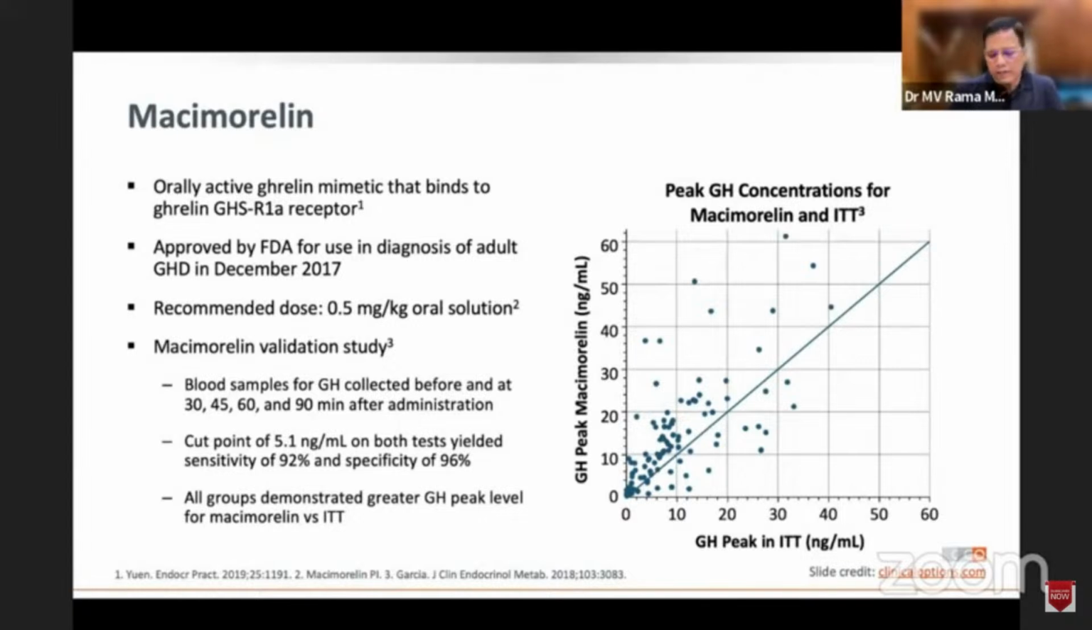Mainly, it is as compared with other tests, such as the ITT. So this test has replaced most of the tests in the USA, and macimorelin is available in the USA. So this is a ghrelin agonist. You can see that this can be used as a simple growth hormone stimulation test.